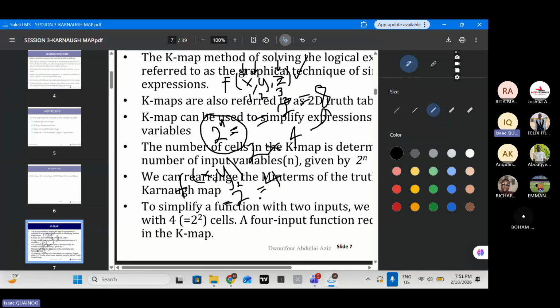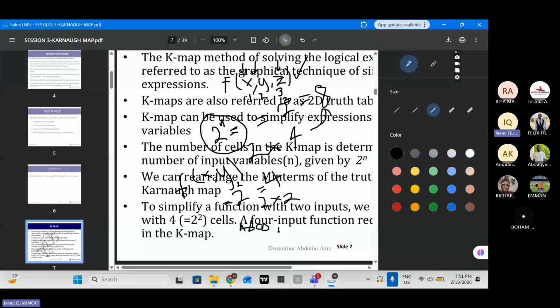So the suitable K-map is going to be the 2 by 2 K-map. Okay, if we have an expression presented in the form, let's say ABCD plus A'B'C'D, this particular expression contains 4 variables, and we all know why there are 4 variables, right? Because the variables there are A, B, C, and D.